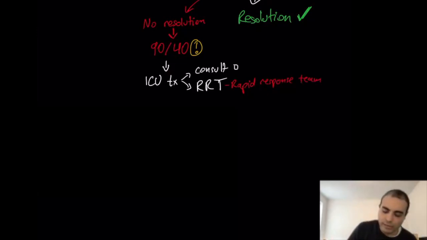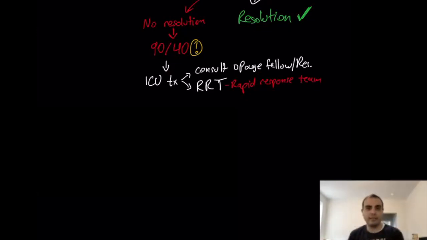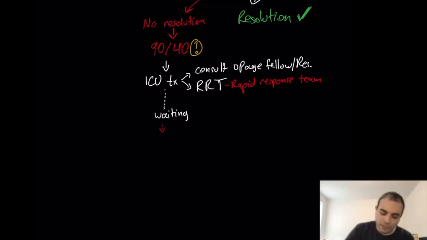This will initiate a whole process of ICU transfer. So you want to page the fellow or the resident, whoever is covering the ICU at that point. Let's say you page the ICU, and then you're waiting. Now, while you're waiting, the blood pressure is 70/35. It's just getting worse. What can you do?